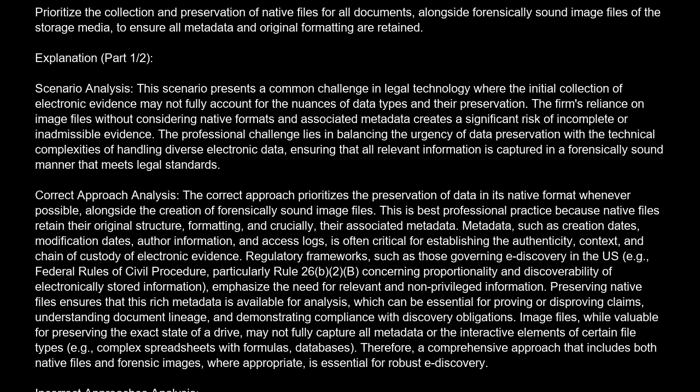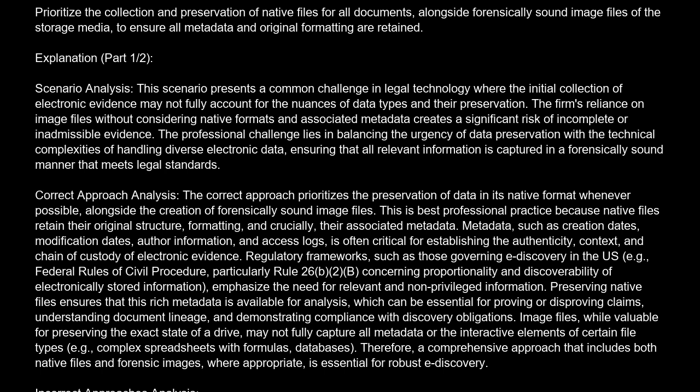Explanation. Scenario analysis. This scenario presents a common challenge in legal technology where the initial collection of electronic evidence may not fully account for the nuances of data types and their preservation. The firm's reliance on image files without considering native formats and associated metadata creates a significant risk of incomplete or inadmissible evidence. The professional challenge lies in balancing the urgency of data preservation with the technical complexities of handling diverse electronic data, ensuring that all relevant information is captured in a forensically sound manner that meets legal standards.